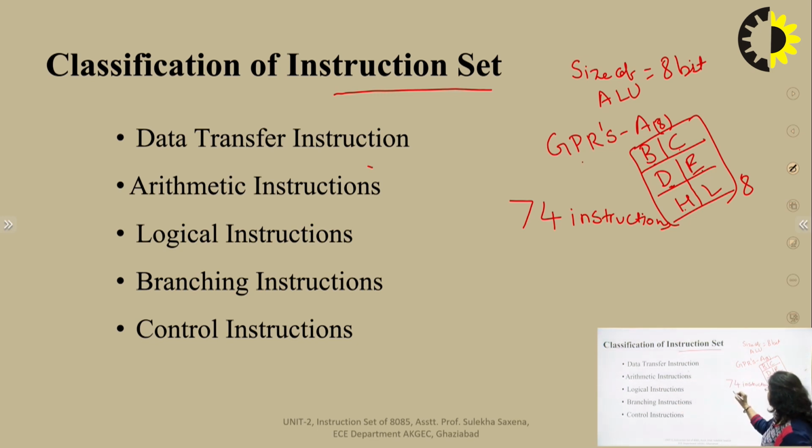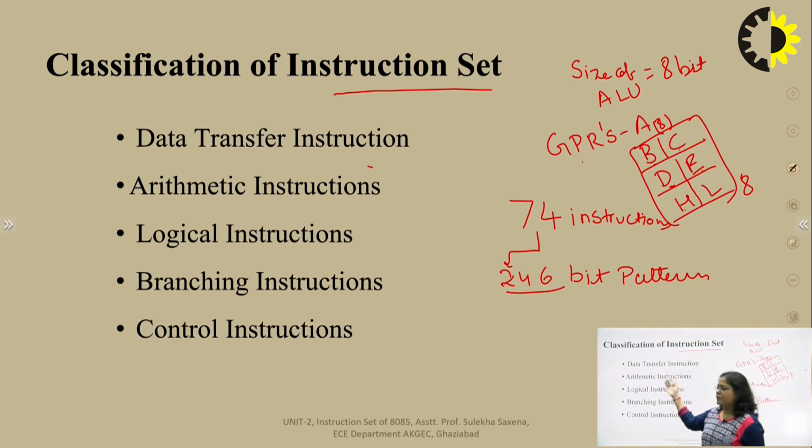These 74 instructions are further divided into 246 bit patterns. These 74 instructions are further classified into bit patterns, and 8085 consists of 246 bit patterns. So now we will discuss various instruction sets.